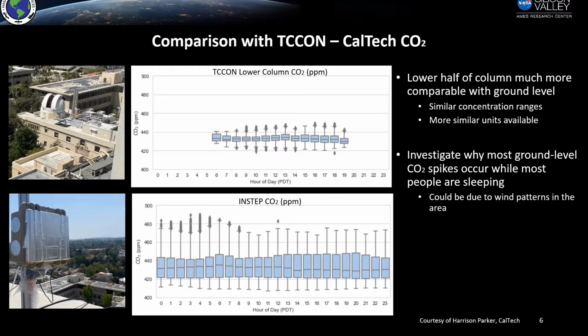Some things that we are still curious about in this data are why all these larger spikes, all of the outliers that show up in this box plot of data from our INSTEP monitor, seem to be from about midnight to 8 a.m. So not really when we'd expect people to be up on the roof, breathing near it, or would expect to see emissions from traffic. So we're still digging into that.